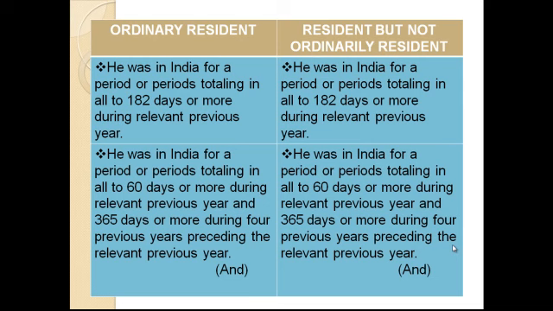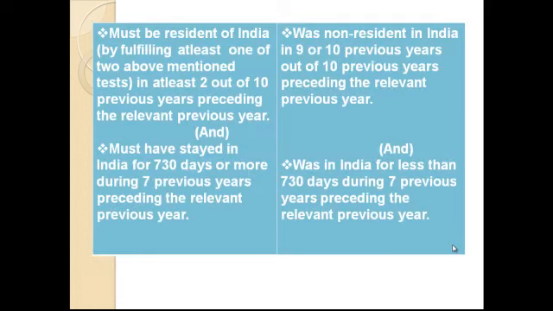Condition for ordinary resident: if a person is an ordinary resident, he should fulfill the following conditions: he was in India for a period of 182 days in the relevant previous year, or he was in India for 60 days in the previous year and totally 365 days in the preceding 4 previous years, and he must be resident of India at least 2 out of 10 previous years, and he must be in India for 730 days in the 7 preceding previous years.